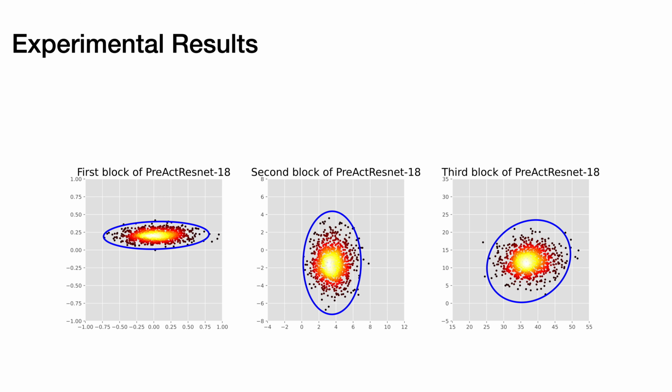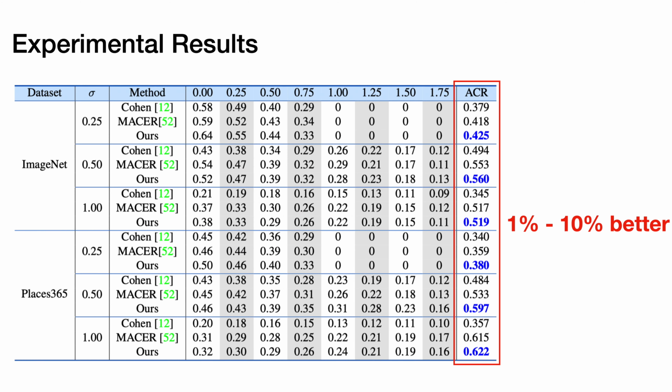For the results, we can see that our tracking can estimate the sample distribution very accurately in different blocks of the pre-act ResNet. And on large datasets like ImageNet or Places365, our method shows on average 3.7% larger averaged certified radius. The certified radius means that within such a radius, there will not exist any adversarial samples.